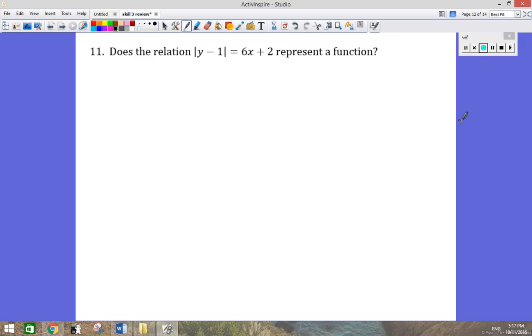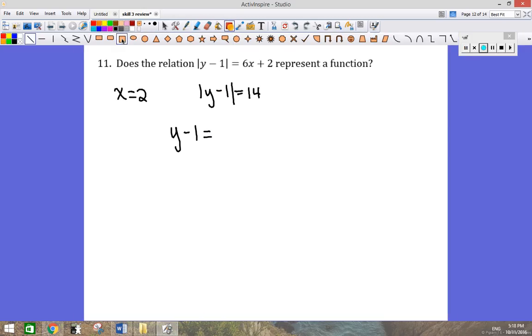I'm sure it would not be too hard to find, if we had x equals 2, what y values this would produce. So if x is equal to 2, I have 6 times 2, which is 12, and 12 plus 2 is 14. Oops, I lost my other absolute value symbol. This y minus 1, the absolute value of 14 is 14. See, the number that's underneath here, you can see right through it.